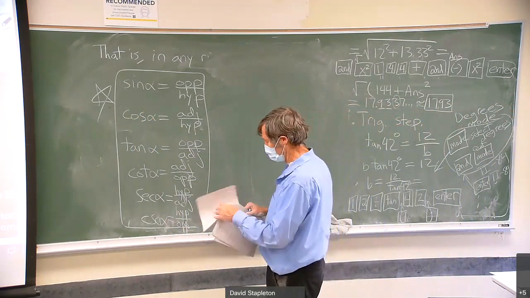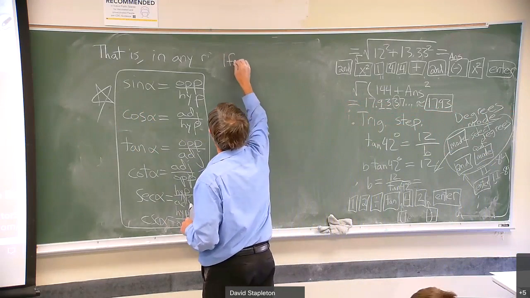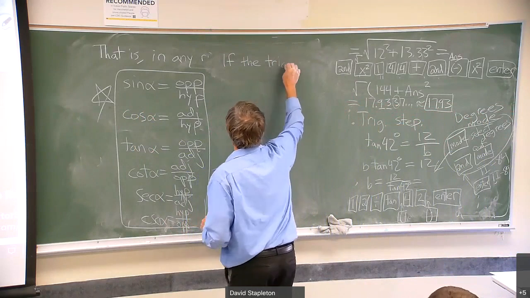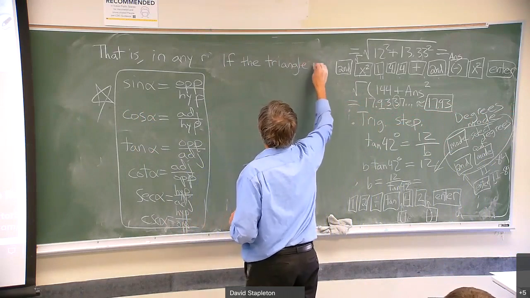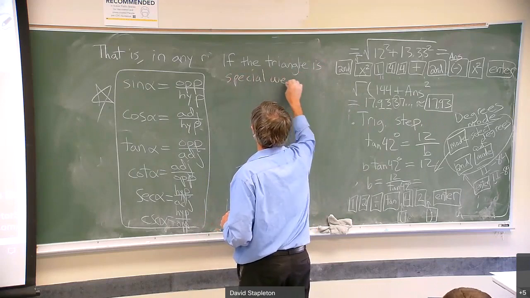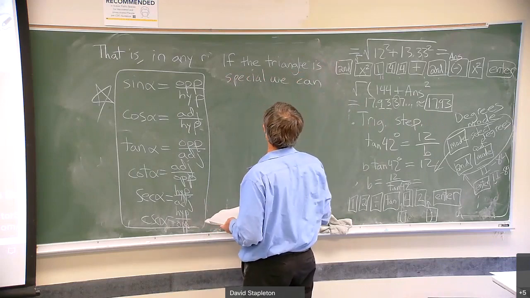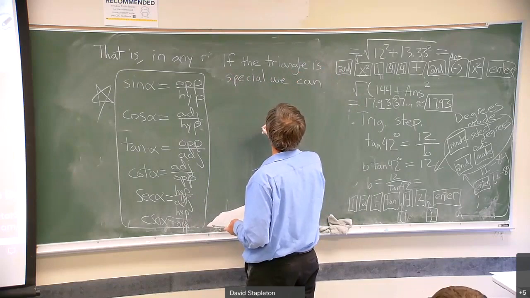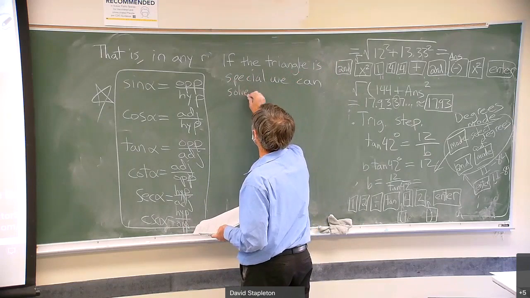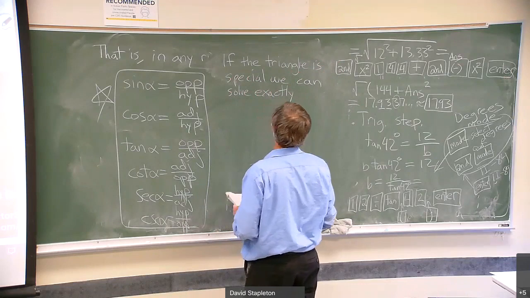Some of these I'll ask you to solve exactly. It'll only be when you get a special angle. So if the triangle is a special triangle, a 30, 60, 90, or a 45, 45, 90, we can solve exactly. And a lot of these calculators now will actually do the exact solution too. Some of them will just do decimal. Depends on the calculator you bought. We can solve exactly in terms of roots instead of rounded decimals.